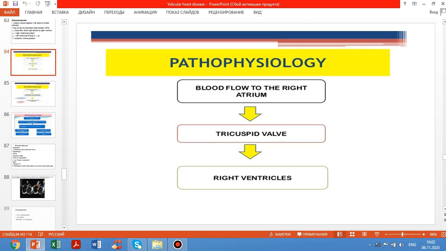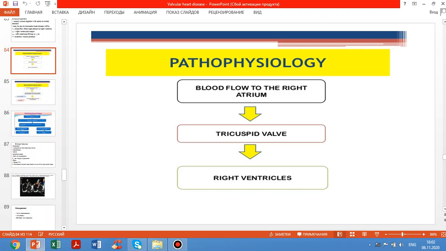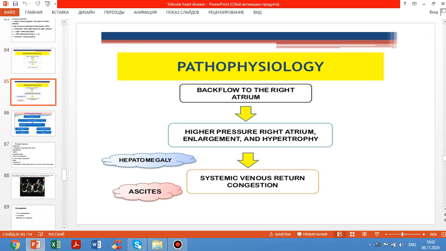Pathophysiology. Blood flow to the right atrium decreases. Tricuspid valve and right ventricle you can see in this slide. Backflow to the right atrium causes higher pressure, enlargement and hypertrophy of the right atrium. Due to this, hepatomegaly, then systemic venous return congestion. Due to this, there is ascites.